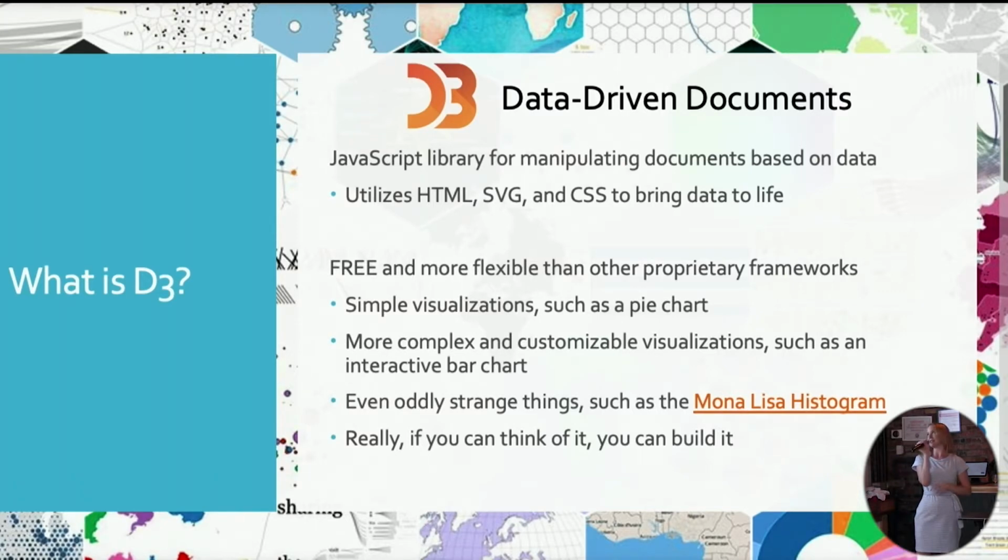Okay, so what is D3? D3 stands for Data-Driven Documents, and it's a JavaScript library for manipulating documents based on data. So typically people call it a charting library. The founder and creator of D3 hates when people say that, but in the context of today, we're going to call it a charting library. It utilizes HTML, SVG, and CSS, things we're all very aware of and use pretty much every day in React. It is free and more flexible than other proprietary frameworks.